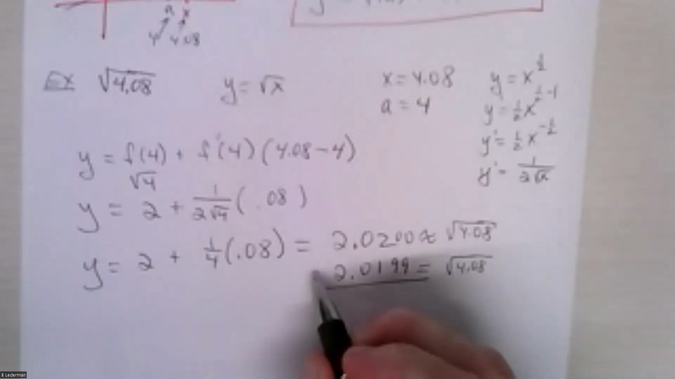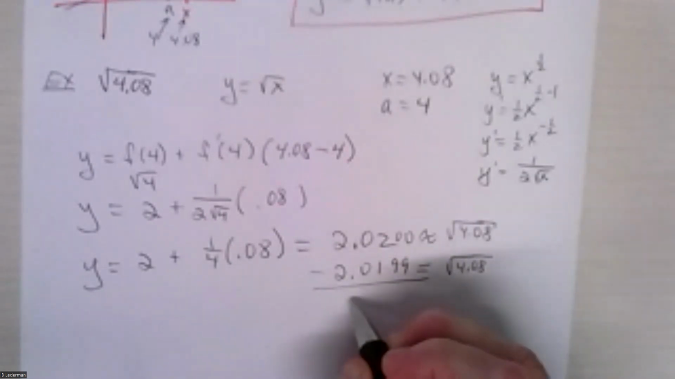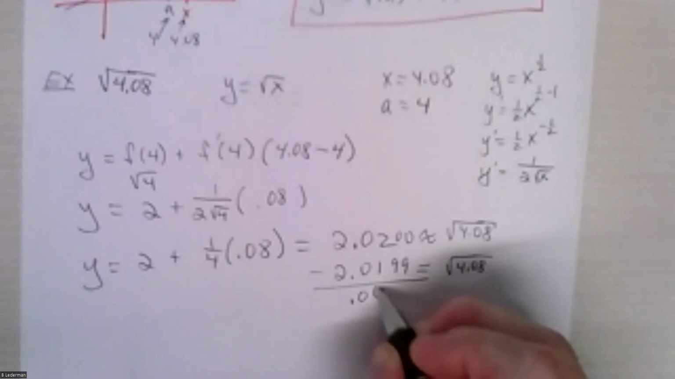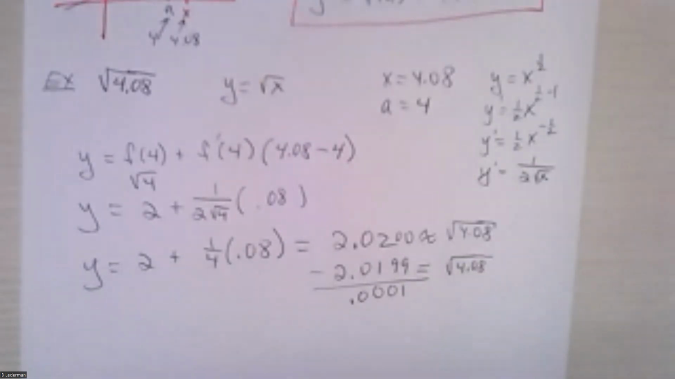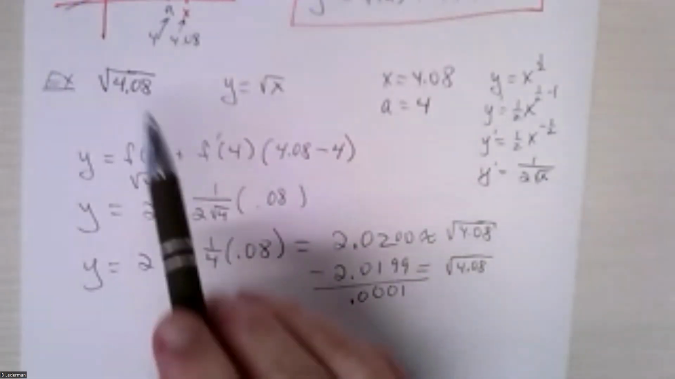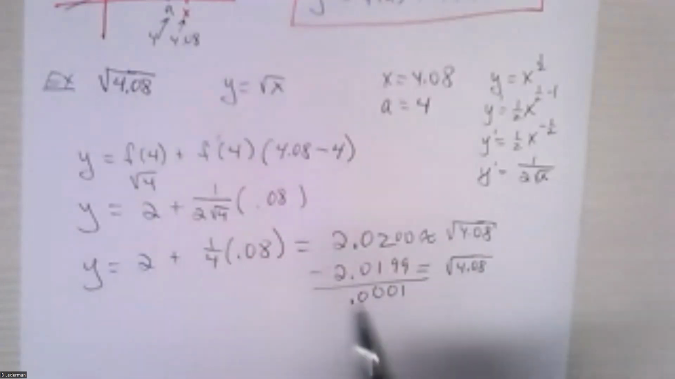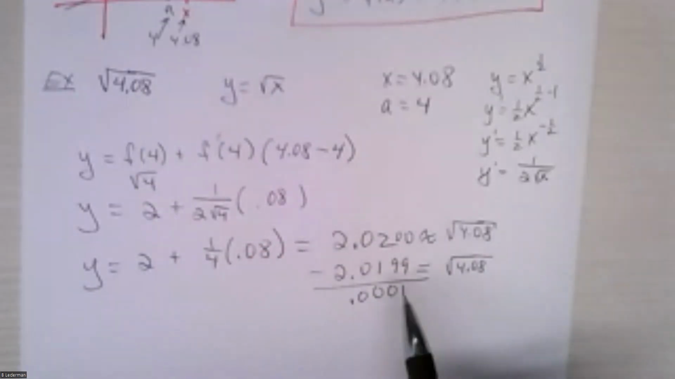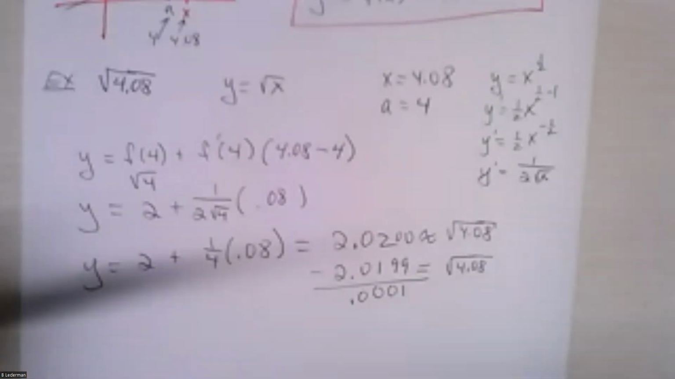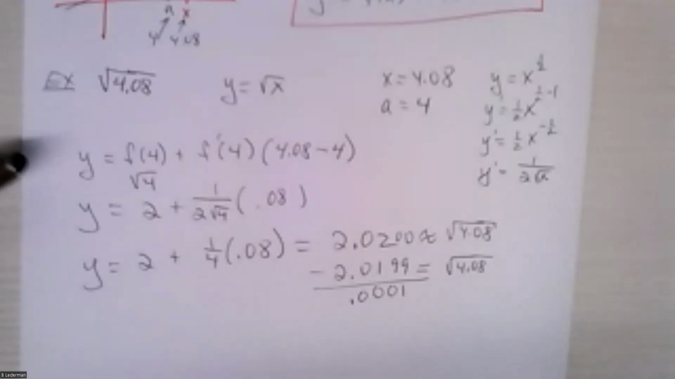If I subtract, I get 0.0001. So in other words, without using a calculator, I was able to figure out the square root of 4.08, and it was accurate. It was accurate within 1/10,000th, which is unbelievable. It was accurate within 0.0001, and that is unbelievable.